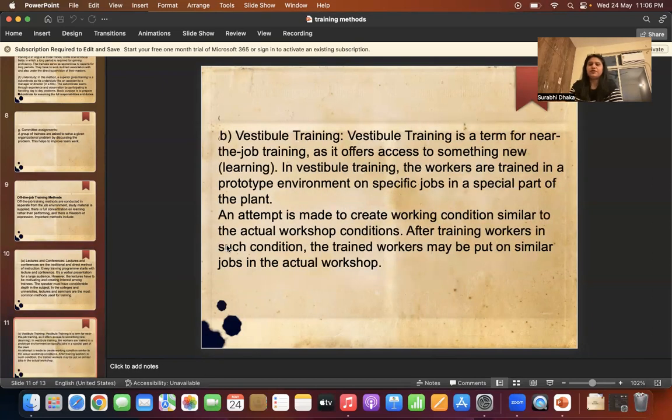Then comes your vestibule training. Well, vestibule training is a term for near-the-job training as it offers access to something new. In vestibule training, the workers are trained in a prototype environment on specific jobs in a special part of the plant. An attempt is made to create working conditions which are quite similar to the actual working conditions. After training workers in such conditions, the trained workers may be put on similar jobs in the actual workshop. So it's all about the vestibule training.